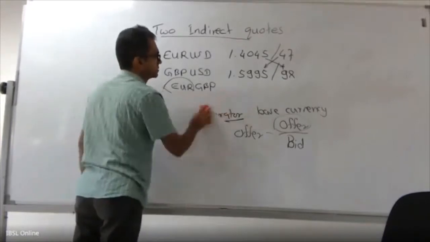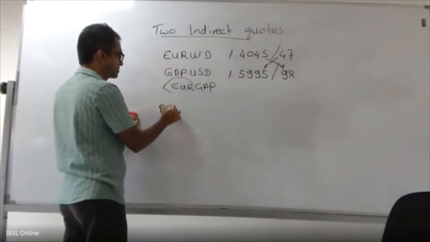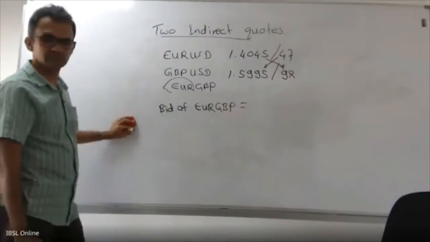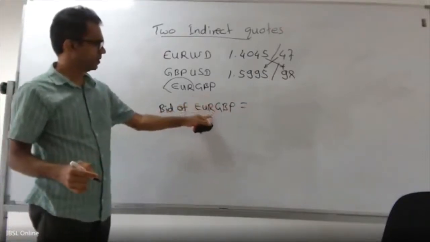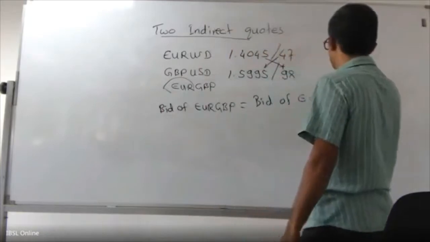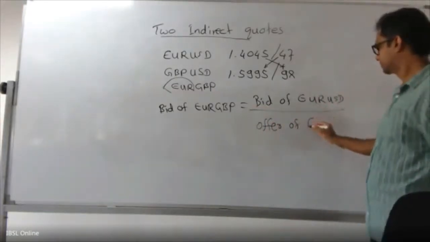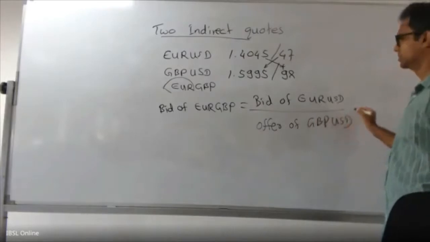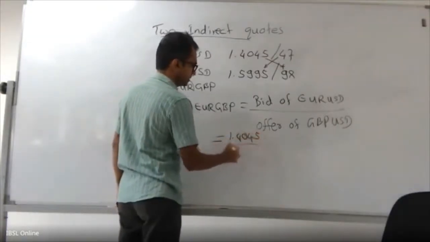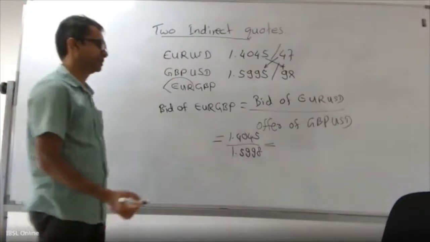So then bid of Euro GBP, what you have to do, divide the bid of Euro against dollar, bid of Euro USD, divide by offer of GBP USD. That means 1.4045 divided by 1.599. Then you should get 0.8779.